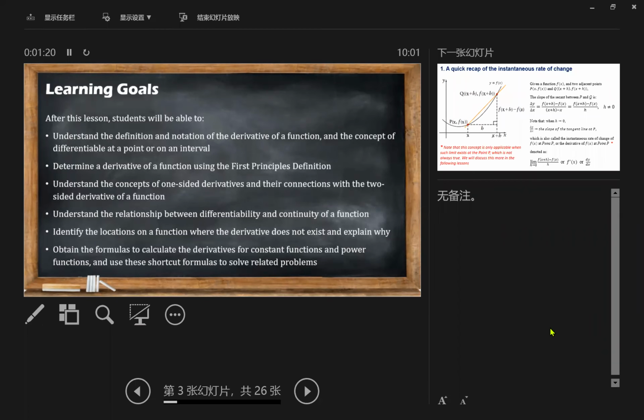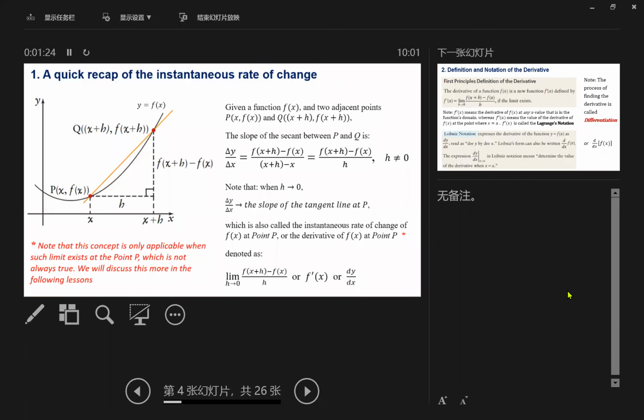related problems. Okay, first, let's give it a quick recap of the instantaneous rate of change. So in our previous lessons, we have discussed the definition of instantaneous rate of change, which is, given a function f(x) and two adjacent points P(x, f(x)) and Q(x+h, f(x+h)), then we define the slope of the secant between P and Q as delta y over delta x, right? Which is actually simplified to the ratio between f(x+h) minus f(x) over h, where h is not zero.